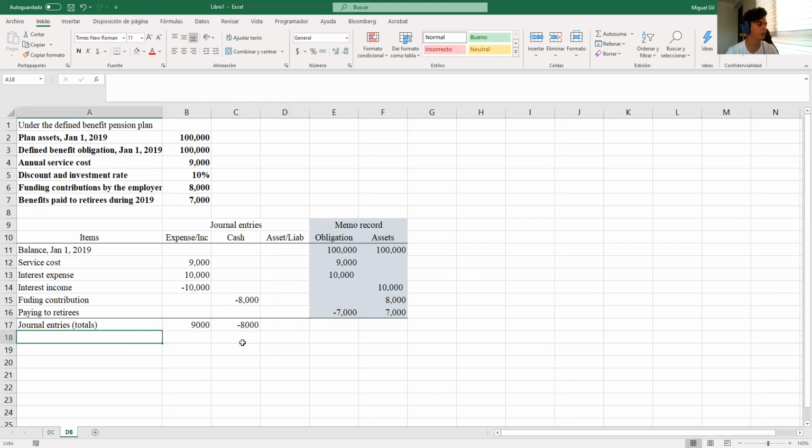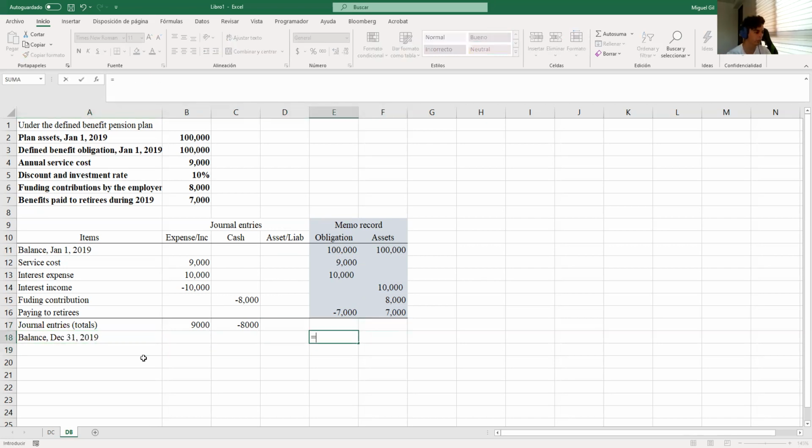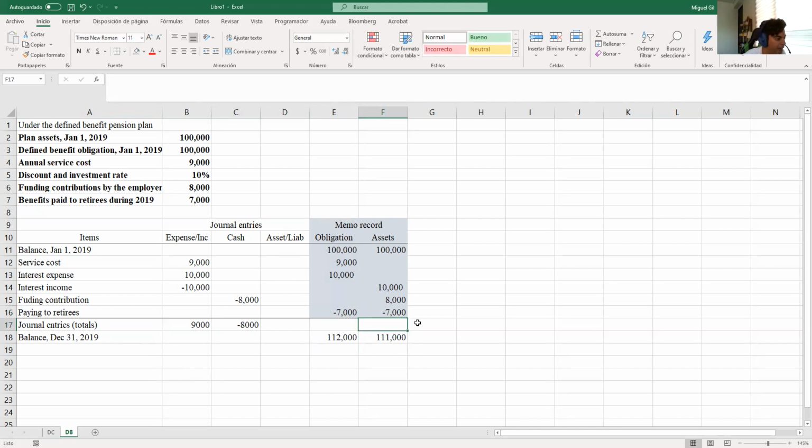So what I will do is calculate the balance at, in this case, December 31 of 2009. To calculate the balance, I will also add up all the numbers from here and here. And I think I did something wrong. Sorry, I need to write minus because I am paying, right? I am paying to retirees, so this is minus 7,000.